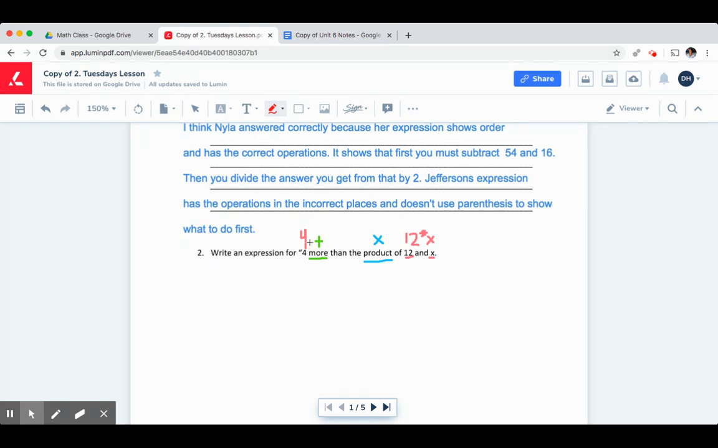Before we can add 4 to anything, we need to know the product of 12 and x. So we need to put a parentheses around 12 times x because that's what needs to happen first. First, we multiply 12 and x, and then we can get our product so that we can add our product to 4. By using parentheses here, we're showing what needs to happen first, and we're showing priority. Multiplying 12 and x has priority because we need to know the product of 12 and x in order to be able to add it to 4.